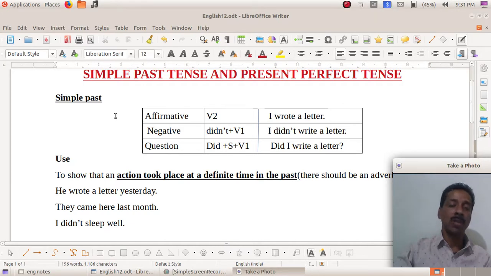There is no difference. In the case of present tense, we saw that there is difference, plural form, singular form, etc. But in the case of past tense, there is no difference like that. With all the pronouns, we can directly use V2 form of the verb. So in affirmative, in positive statement, we use V2 form of the verb with all the subjects, with all the pronouns. That's why I wrote a letter, he wrote a letter. There is no difference at all.